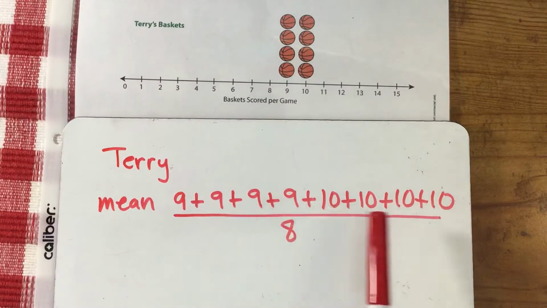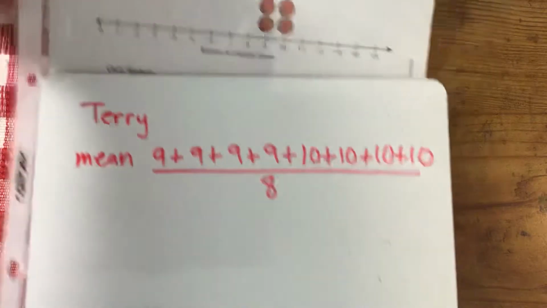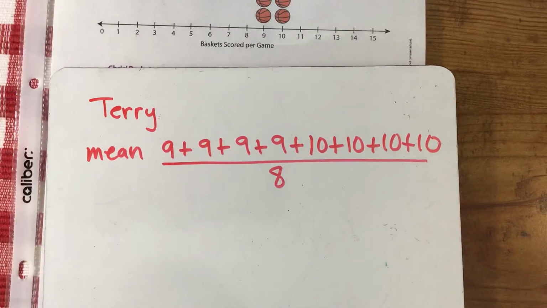Remember, these do not have to be in order from least to greatest. They happen to be in order from least to greatest, but they don't have to be. That's just kind of the coincidence. So let's go ahead and add up all of those.